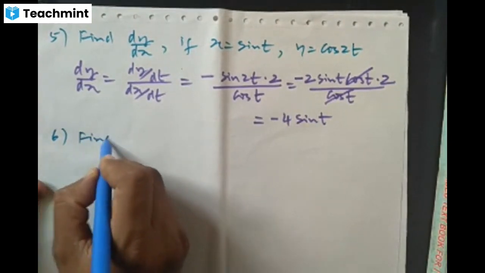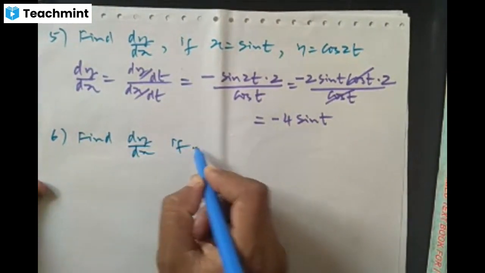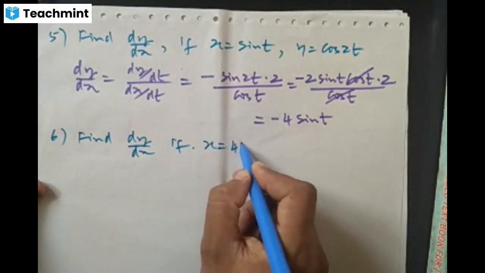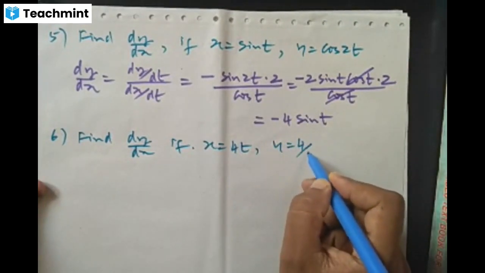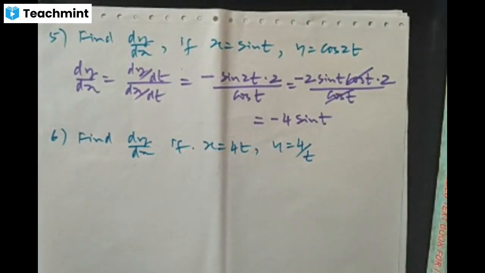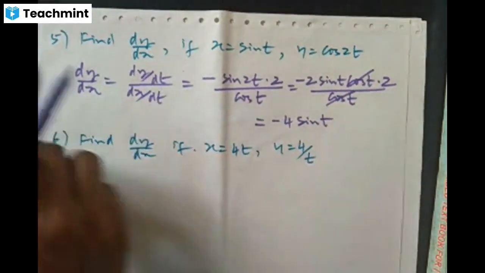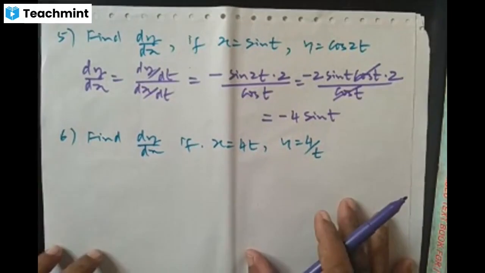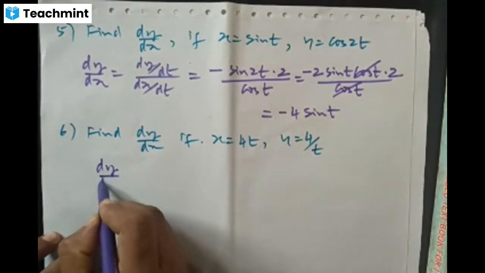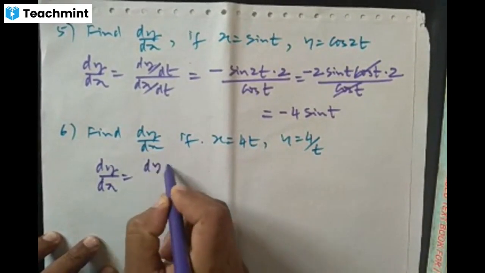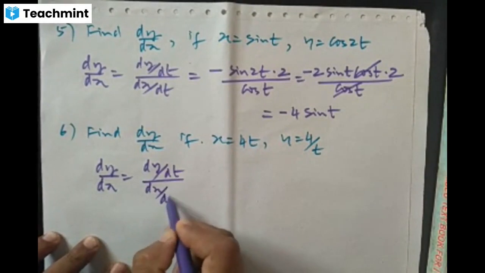Find dy by dx if x is equal to 4t, y is equal to 4 upon t. So straight away we shall write the formula. dy by dx is equal to dy by dt divided by dx by dt.